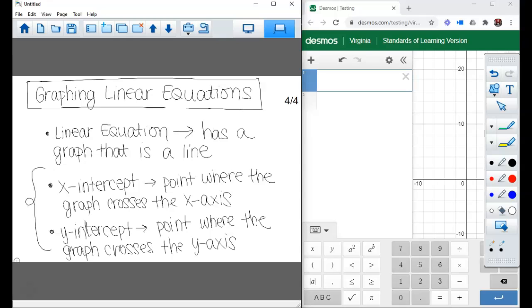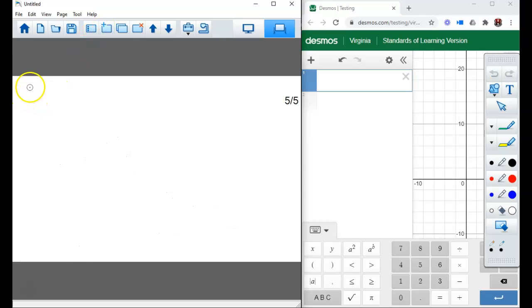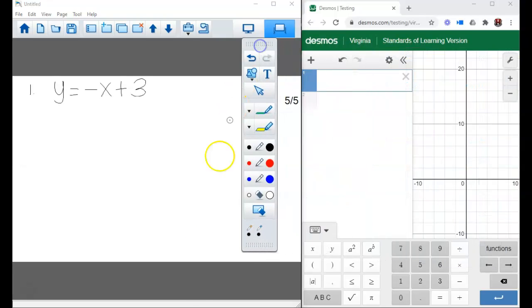All right, so let me show you how we're going to do this. The first example we're going to do is y equals a negative x plus 3. Now, let me see if I can scoop this out of my way for just a minute.